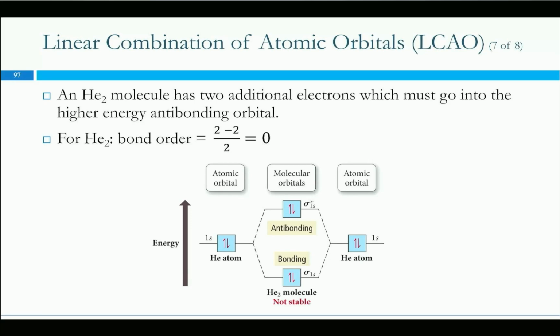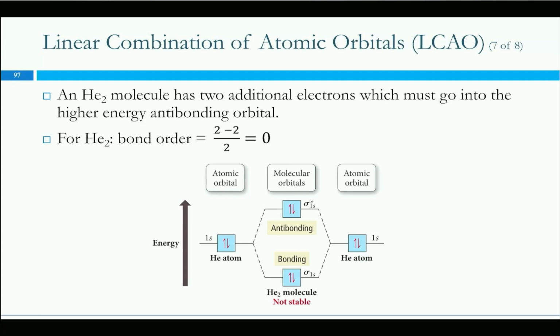But each helium is bringing 2 electrons. So we put 2 electrons into the bonding, 2 electrons into the antibonding, and our bond order ends up being 2 minus 2 divided by 2, so 0. So this predicts no bonds are going to form between 2 helium atoms. It's because of the number of electrons.